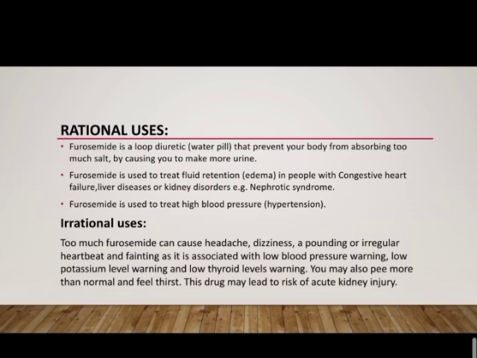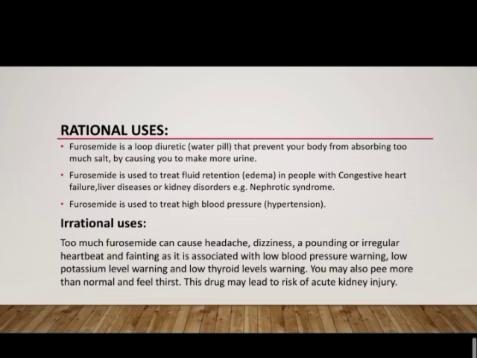This drug is also used to treat high blood pressure. So what are the rational uses of this drug? Furosemide is a loop diuretic, a water pill that prevents your body from absorbing too much salt, and it may result in more urination. Furosemide is used to treat fluid retention, edema, in people with congestive heart failure, liver diseases or kidney disorder, nephrotic syndrome. Furosemide is used to treat high blood pressure which may be due to hypertension.